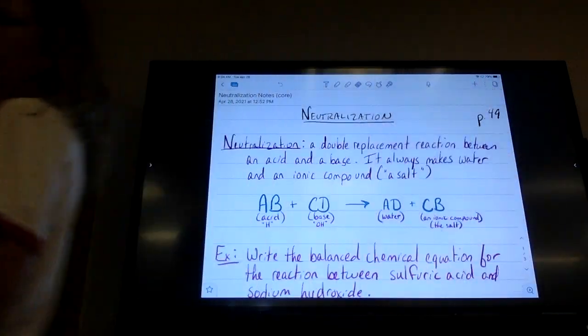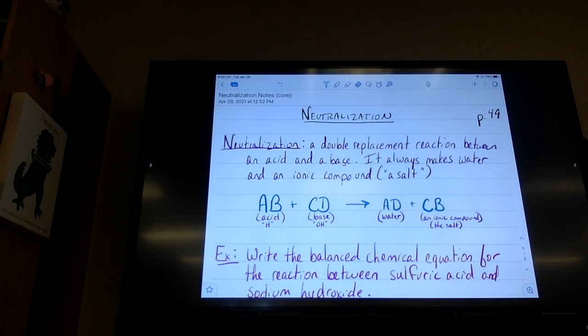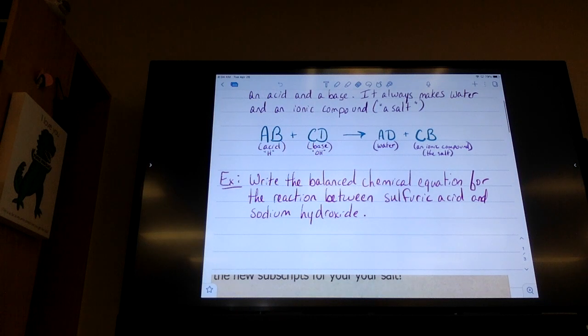So here's the example. Write the balanced chemical equation for the reaction between sulfuric acid and sodium hydroxide.